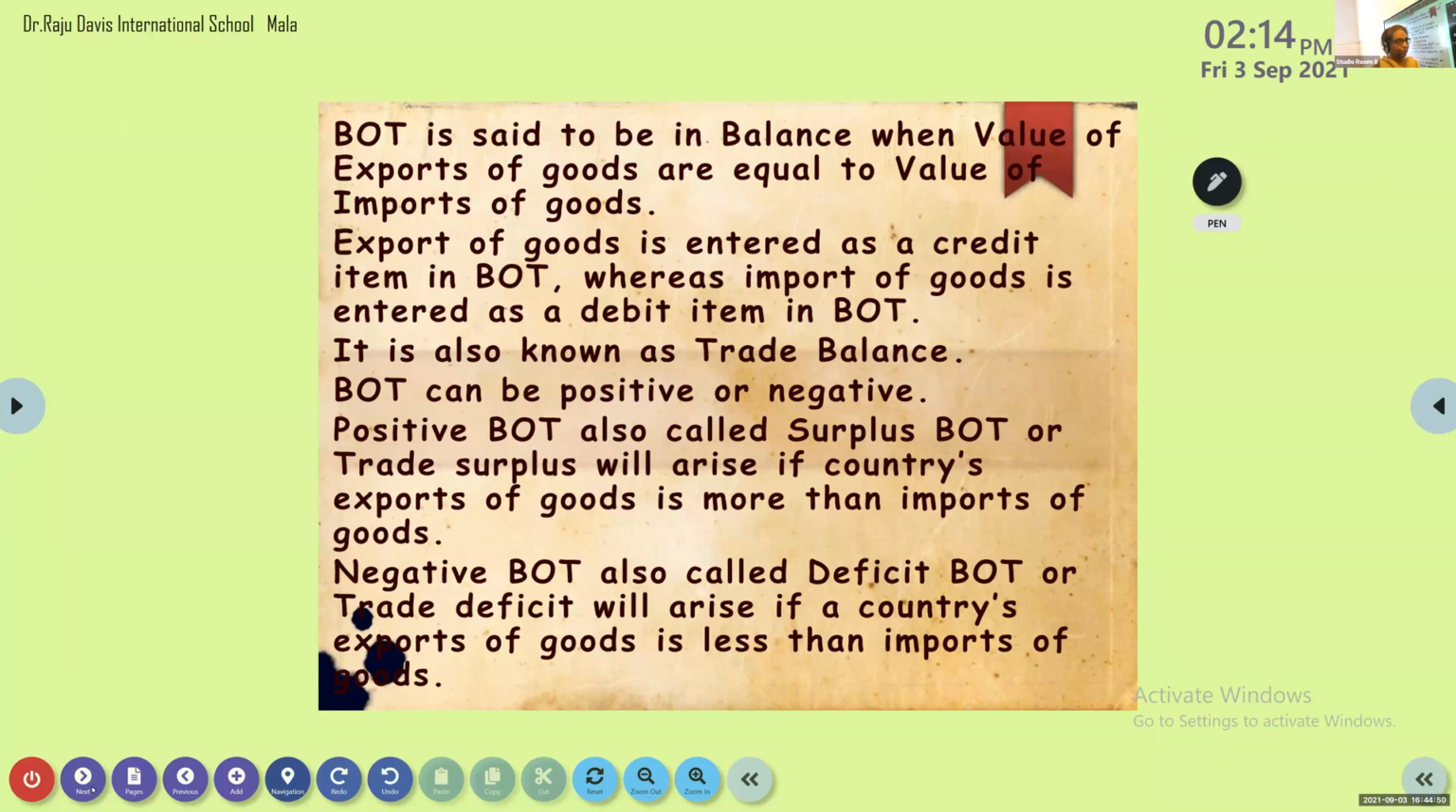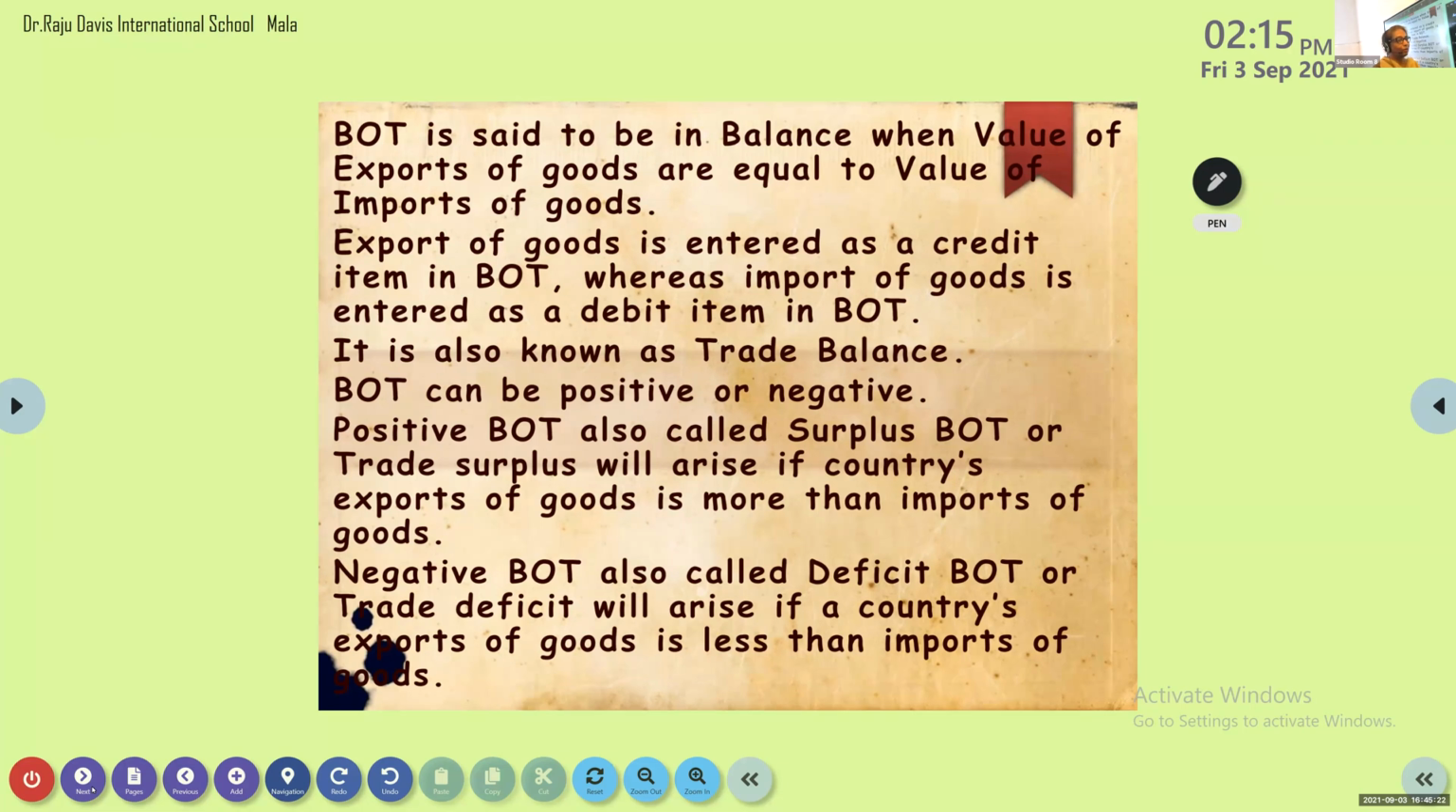Once more, I will say, just listen. We have surplus balance of trade when the value of exports of our goods is more than the value of import of our goods. Got it what I said? Shubham, I'm asking you. Value of exports are more than the value of import of goods. That situation, we can say our balance of trade is surplus.